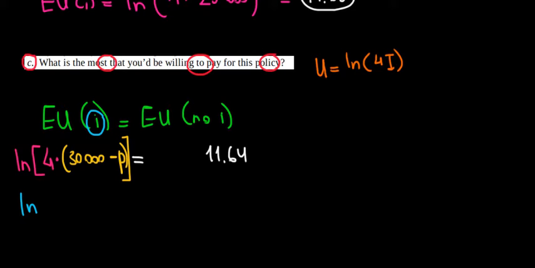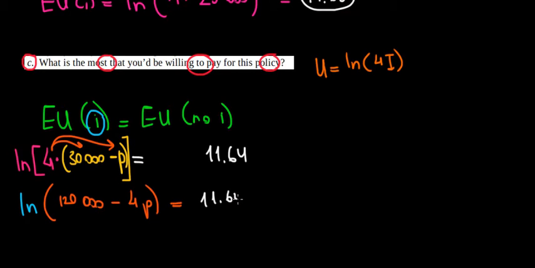Now, with that said, what do we have here? We would have the logarithm of, and we open the brackets, 4 times 30,000. That would be 120,000 minus 4 times the premium. So minus 4p, close that, and it's equal to 11.64. Now, how can we go next? It's about doing some math over here.